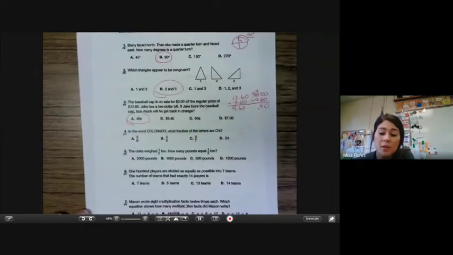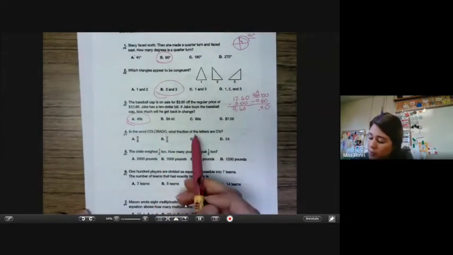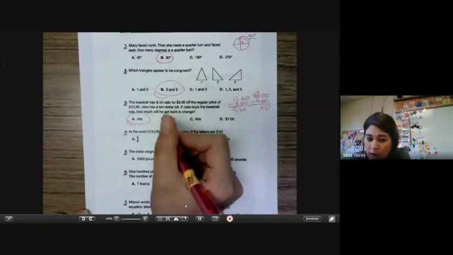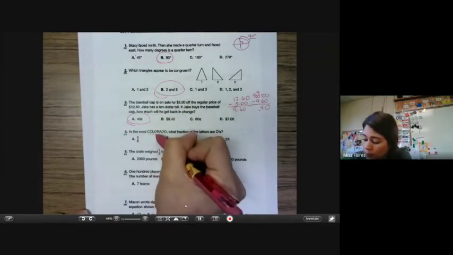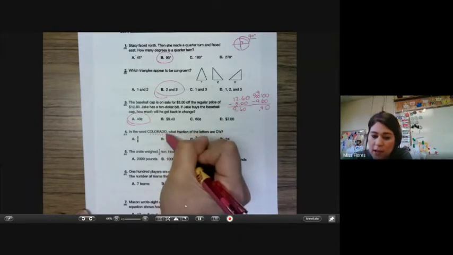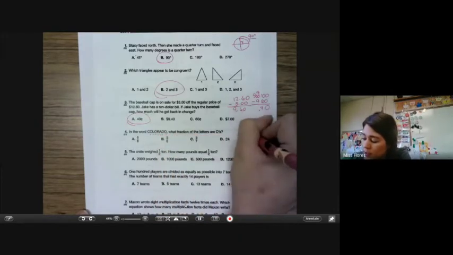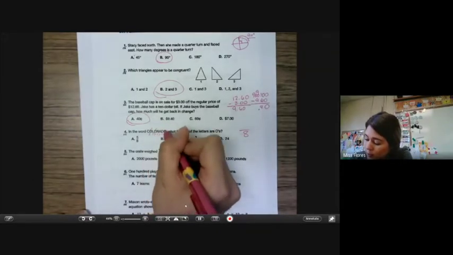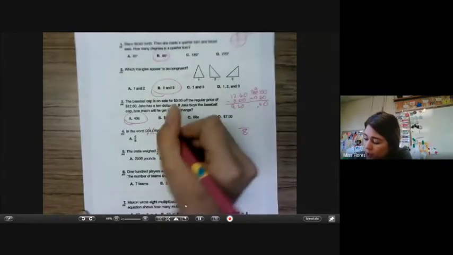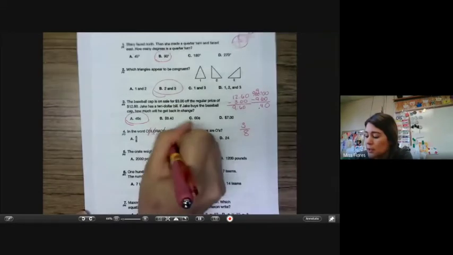Number 4, in the word Colorado, what fraction of the letters are O's? So how many letters are in Colorado? We have 1, 2, 3, 4, 5, 6, 7, 8. So that means our denominator is 8. And how many O's do we have? We have 1, 2, 3. That means our fraction would be 3/8.